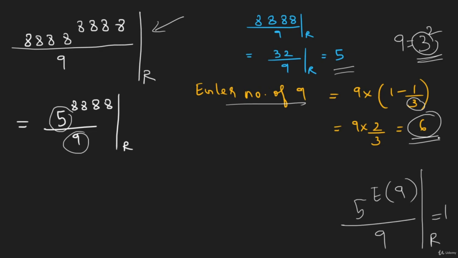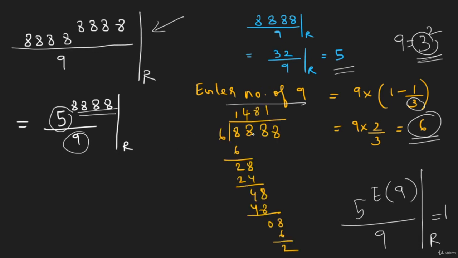We have seen that the Euler number of 9 is 6, so we need to see in 8888, how many 6s are there inside this number, and what would be the remainder if you divide 8888 with 6? You can either do it mentally, or say you do the division over here. You can see that you're getting a remainder of 2, right? You can do this mentally also. You don't need to write it out like this. Now, when you do 8888 divided by 6, you get a remainder of 2. Therefore, 5 to the power 8888 can be written as 5 to the power 6k plus 2, right?